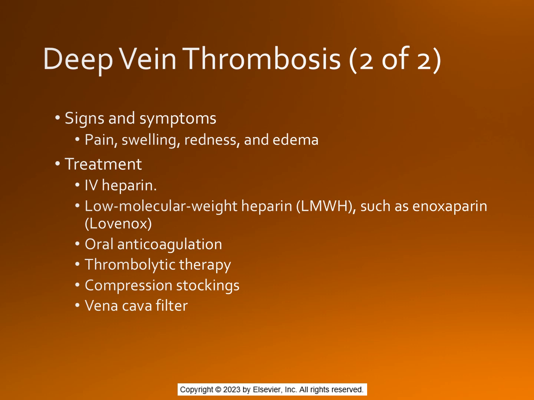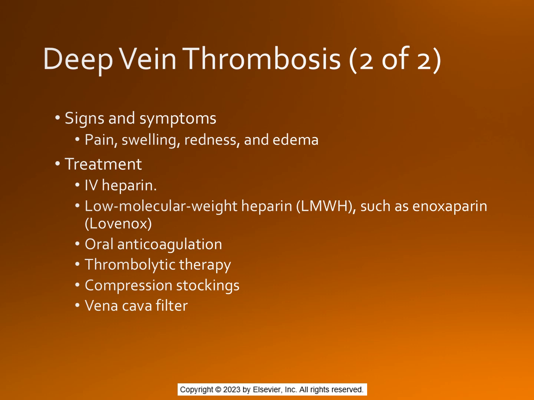Anticoagulants will not dissolve the clot, but they can prevent new ones. The body will dissolve the clot on its own over time. Thrombolytic therapy can be used to dissolve the thrombus if vessel obstruction is severe. The agents used are the same as those listed for arterial thrombolysis.